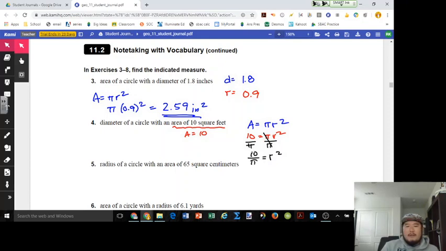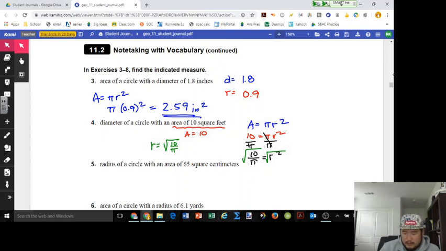I don't have r by itself, so let's go ahead right here. In order to get r by itself, we have to square root both sides. And so r is going to end up equaling the square root of 10 over pi. Now here's the tricky thing. You should be doing this part in your calculator. Okay, make sure you have parentheses around the 10 over the pi right there.